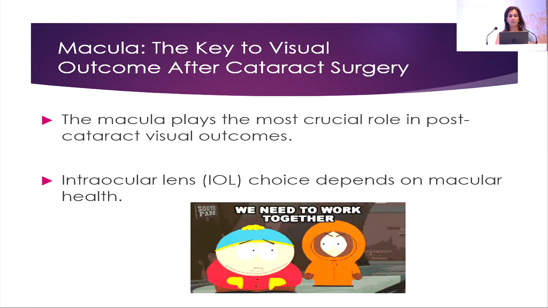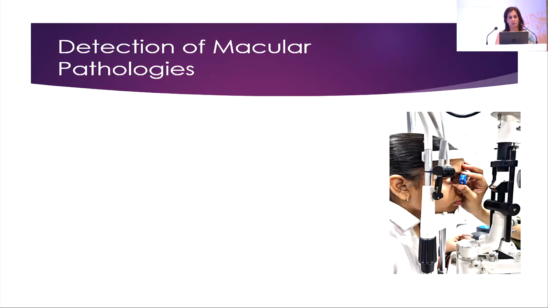So, the macula. Why this topic? Because the macula is the key to visual outcome after cataract surgery. It plays the most crucial role, no matter how advanced we become in machinery, IOLs or technique. If the macula is not supported, the patient's visual outcome will not be very good. Also, the choice of intraocular lens depends largely upon macular health. If the macula is already compromised, we do not recommend going ahead with a trifocal lens, or in some cases even any EDOF lens. So, coming to the very basics: how to detect a macular pathology.